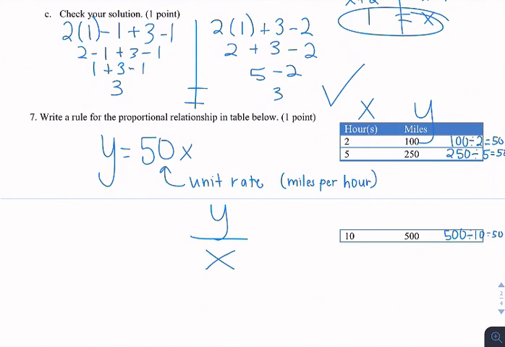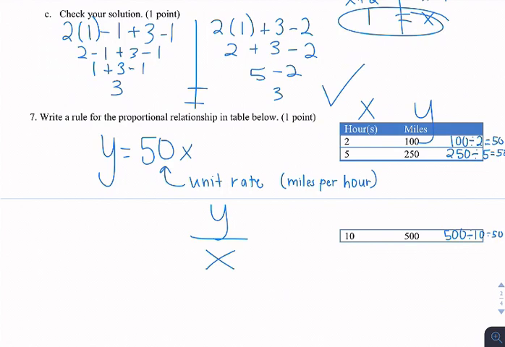Same thing for the second data point. I had 250 divided by 5, which is 50. Third one is 500 divided by 10, which is 50. So I know that my unit rate is 50. Then I wrote my rule. Y equals, and it's going to be whatever your unit rate is multiplied by X.